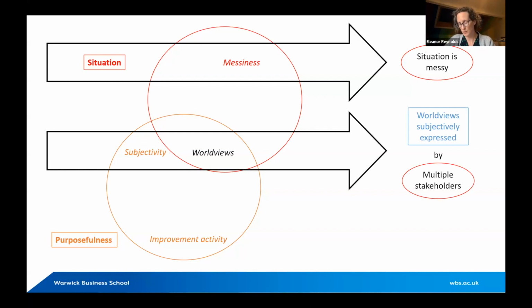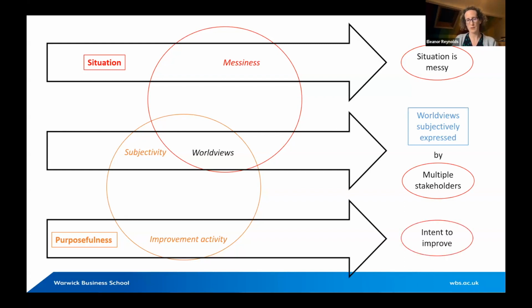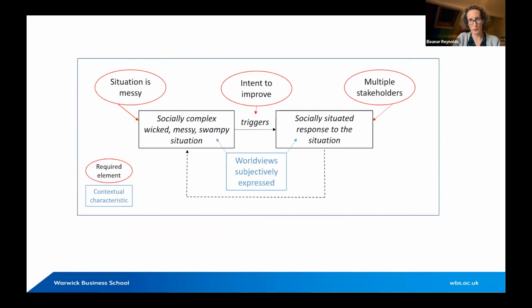Because I was interested in group situations, I added a piece about multiple stakeholders. That's not explicitly defined as one of the constitutive elements, but in this instance, I was interested in group response and how people in groups were structuring problems. And then finally, this purposeful improvement activity, I said, okay, there is an intent to improve here. And I thought about how we can understand this as a pretty simple loop.